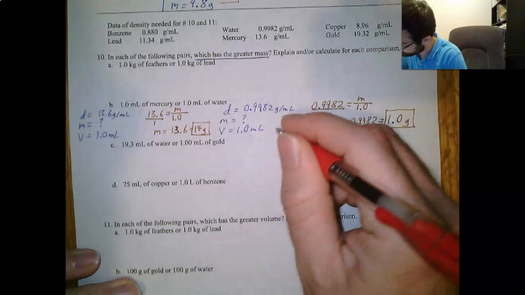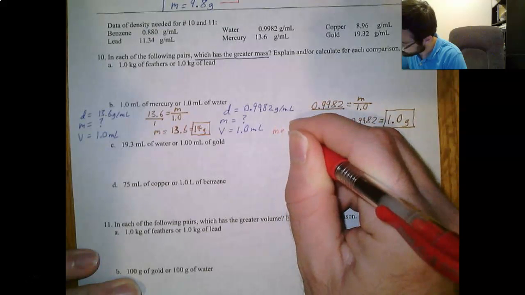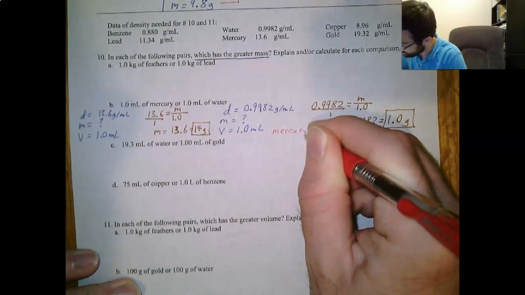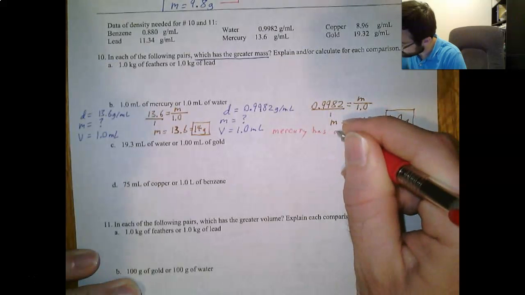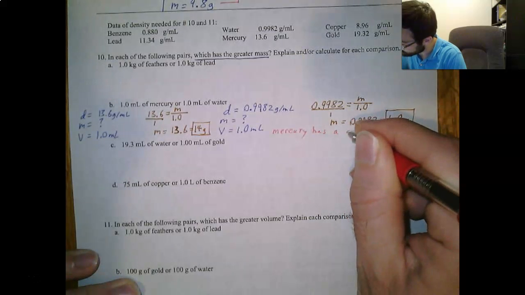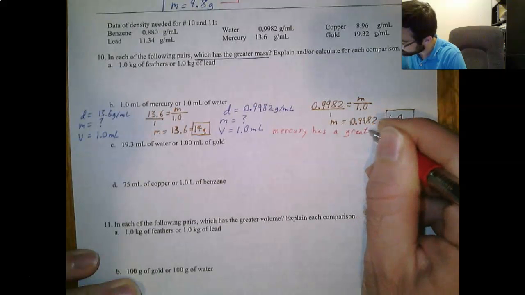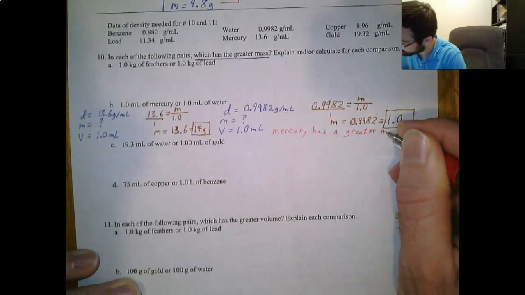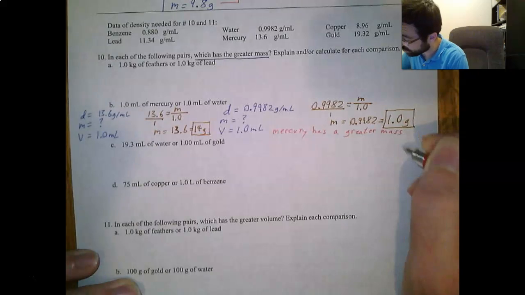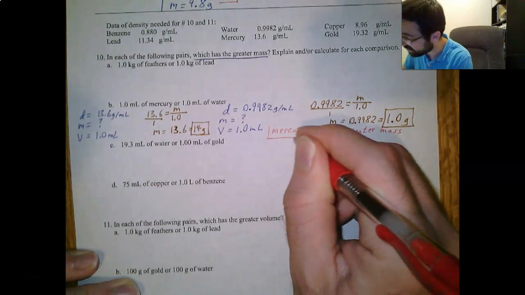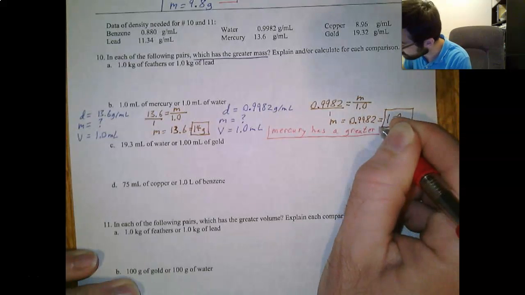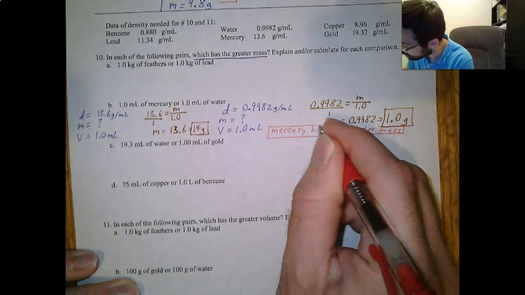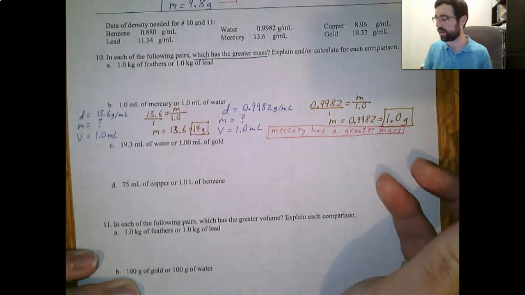mercury has a greater mass. And by the way, it's not that mercury always has a greater mass, but in this problem, mercury has the greater mass. Probably would be a better way of phrasing that.